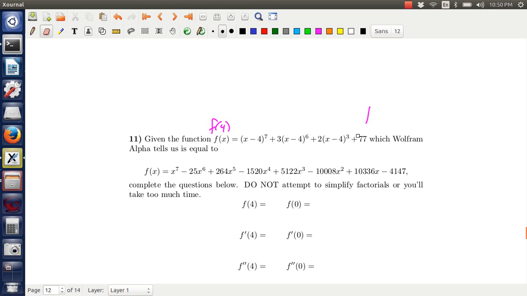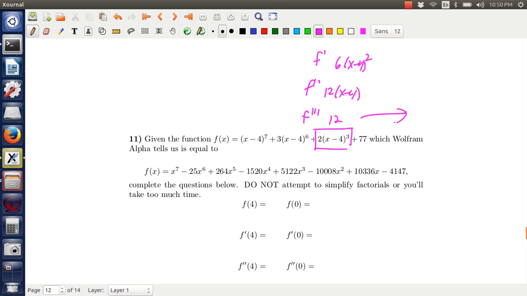But let's say we take 3 derivatives. This is the one we're going to be looking at. Why? Because this piece at f prime is going to look like 6 stuff squared, and then f double prime is going to look like 12 times stuff. F triple prime is going to be 12, right? That's because everything downstream is going to be gone by then, and everything upstream is going to get canceled out by putting in a 4 for x, okay? So that's why we have this moving window.